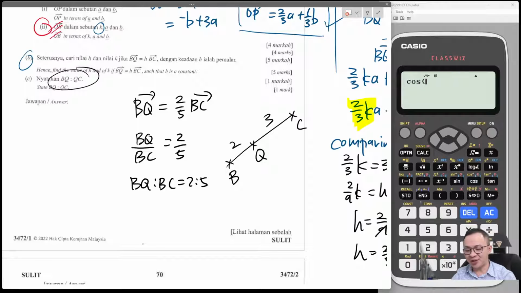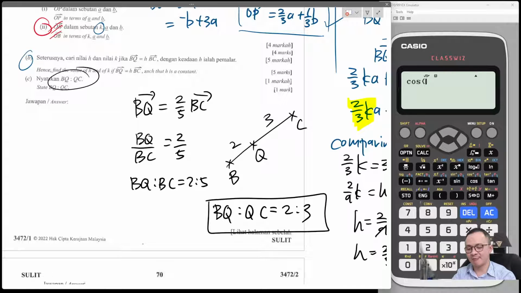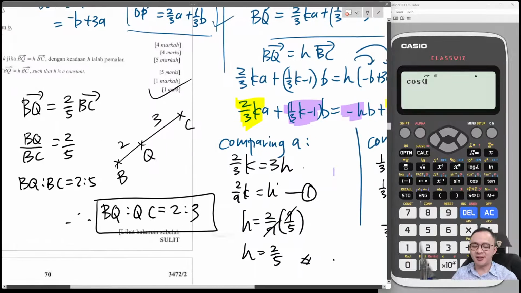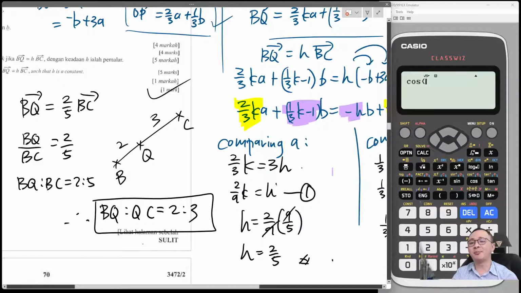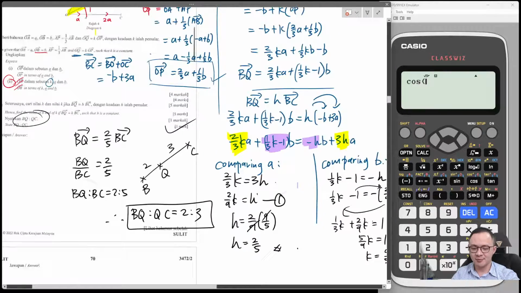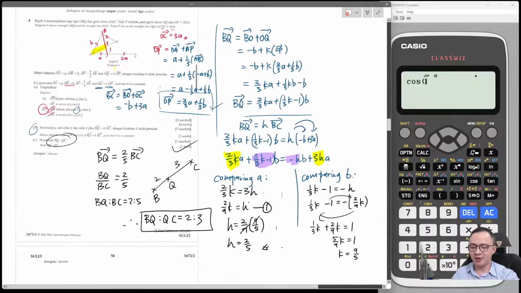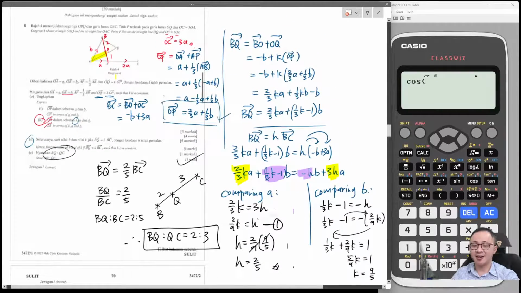So therefore the question asked me to find BQ ratio QC. I will say 2 ratio 3. Done. It's an easy 1 mark question. Basically after you got the h, you sub the h back into the equation just now and then you solve it. Not very difficult, right? Any question you guys want to ask me about this one?